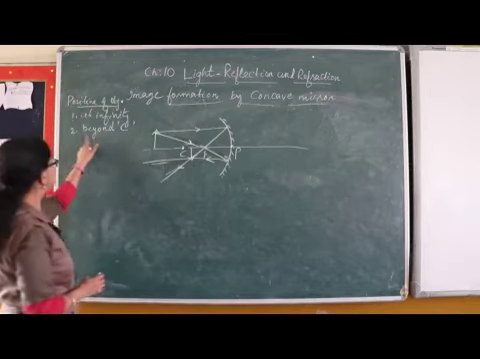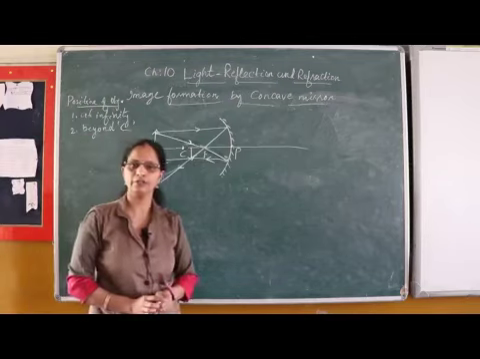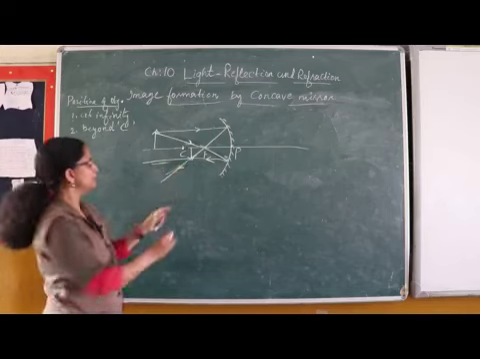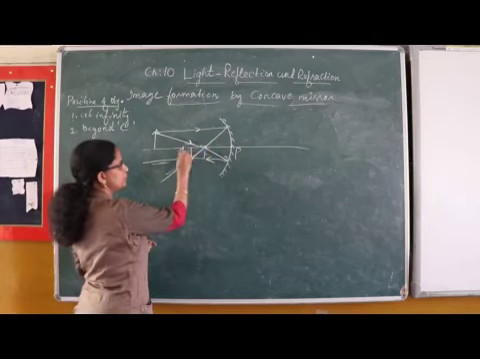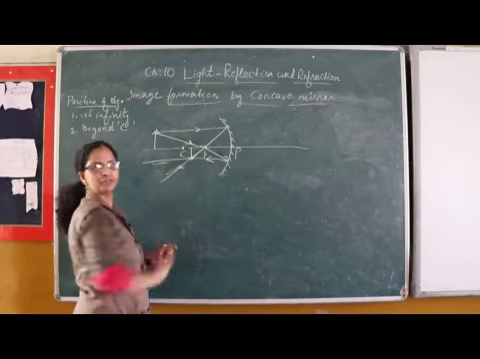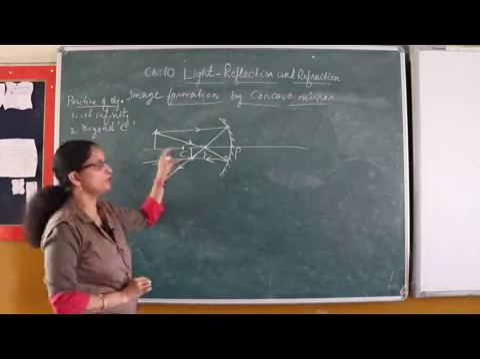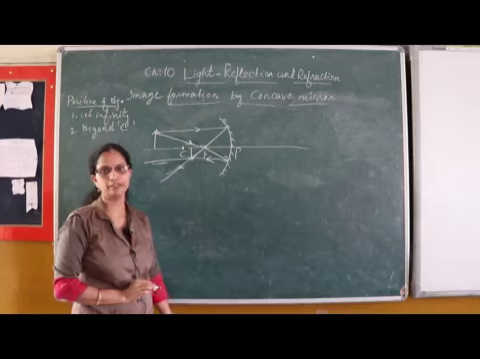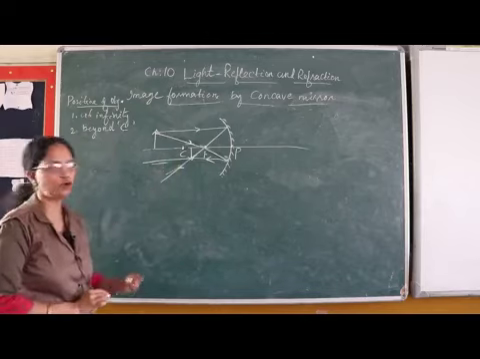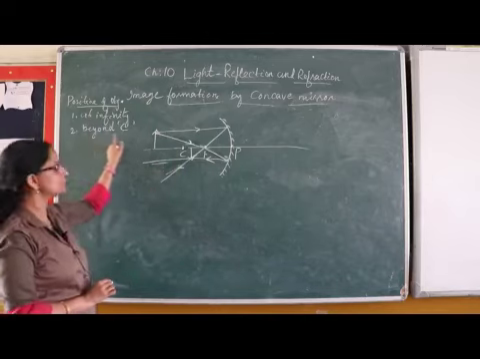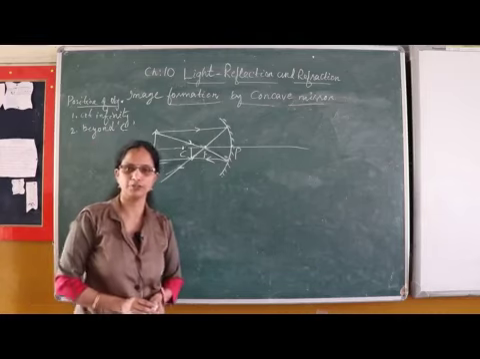So when the object is kept beyond the center of curvature, the image is formed between C and F, and it is an inverted image, a real image, and of diminished size. These are the characteristics of the image formed when the object is kept beyond C, that is the center of curvature.